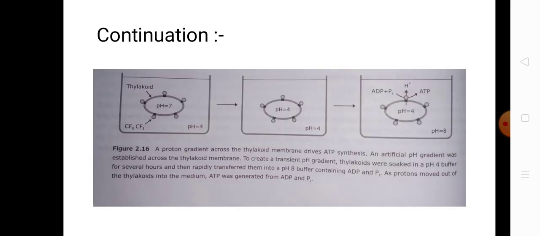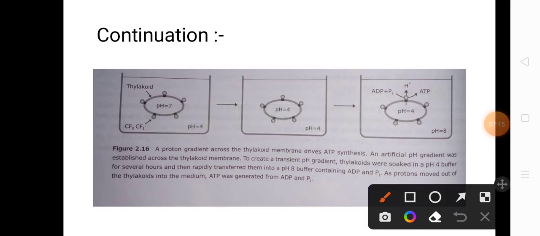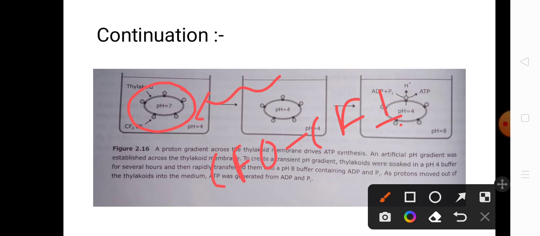So now let's move on to the experimental proof of chemiosmotic theory done by Andre Jagendorf and Ernest Uribe. So here what they have done, they have equilibrated chloroplast thylakoid vesicles containing CF0 CF1 particles. Okay, so what are CF0 CF1 particles in the thylakoid vesicle? We are going to talk about this in some other videos.